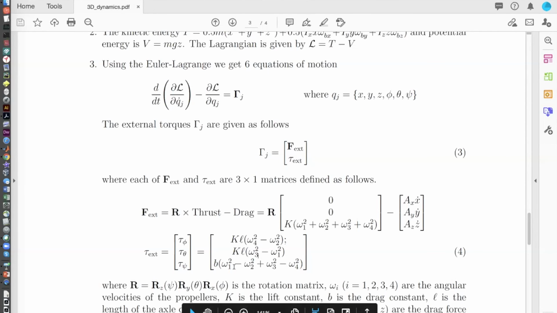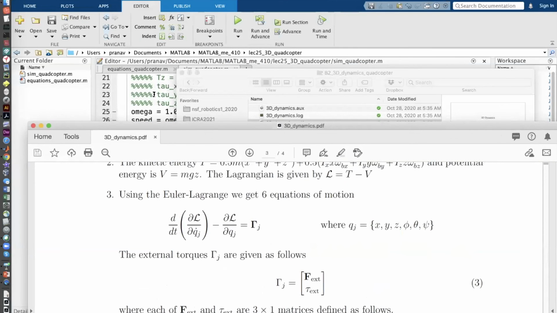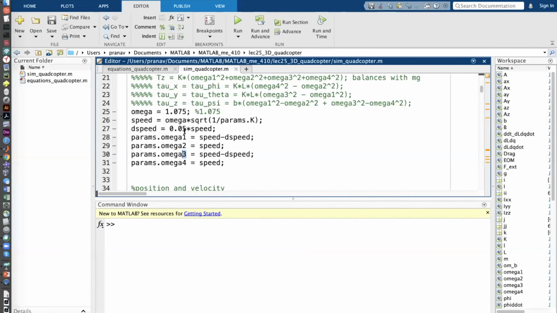But then the spin happens because omega 1 and omega 3 are different from omega 2 and omega 4, because that factor is subtracted. So if you want the quadcopter to yaw, or spin about the z-axis, then you need to change omega 1 and omega 3. And that's what I'm doing here, changing omega 1 and omega 3. So let's see what happens.